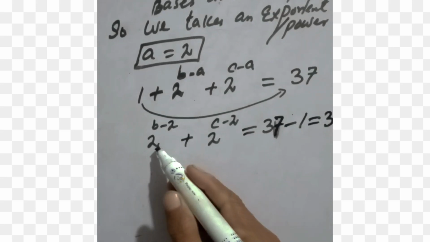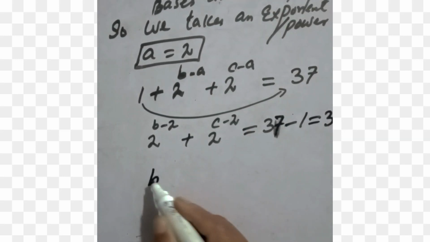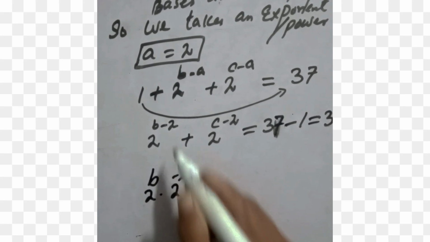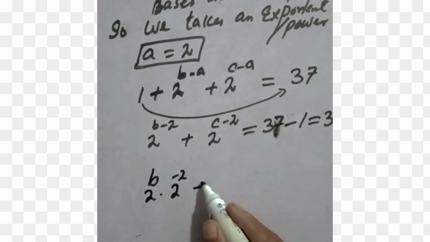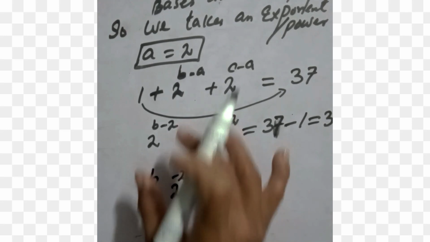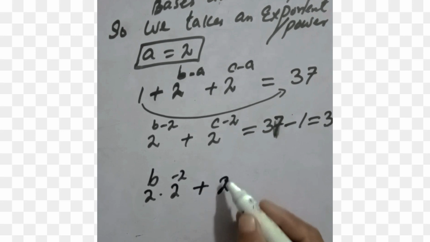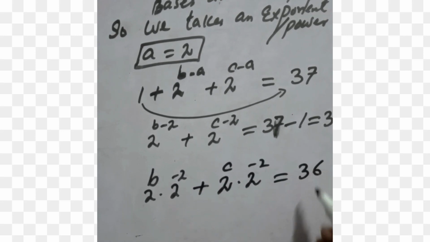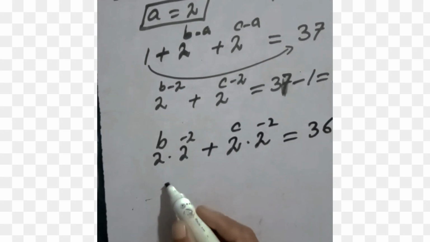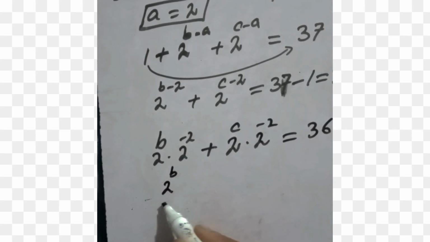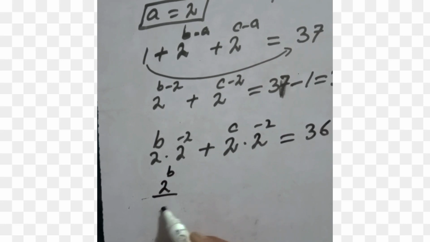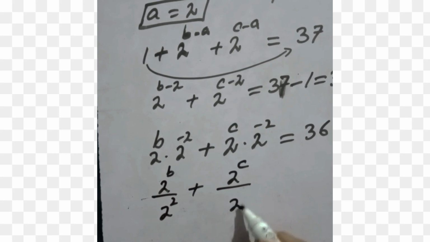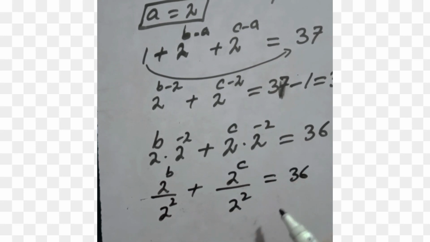Now we separate this one, 2 power b and 2 power minus 2. We can write it separately by the product rule, and here 2 power c and 2 power minus 2 is equal to 36. Now we change this to 2 power b divided by 2 power 2, plus 2 power c divided by 2 power 2 is equal to 36.